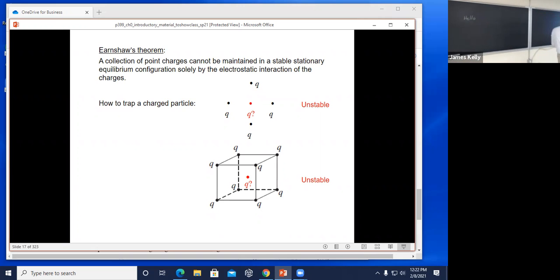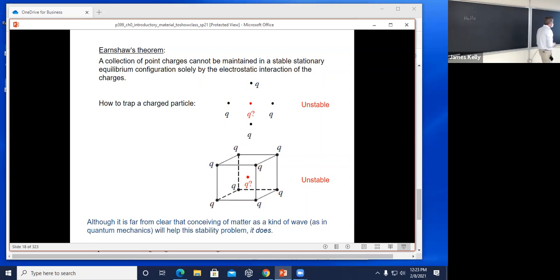But the idea is, look, here are my sodium ions. I'm going to put a chlorine ion there, and I want it to be stable under perturbations, and it's not stable. And Earnshaw's theorem is saying, no matter how creative you are, you're never going to be able to make stable matter. I don't know, I don't remember learning that when I was going through the intro courses.